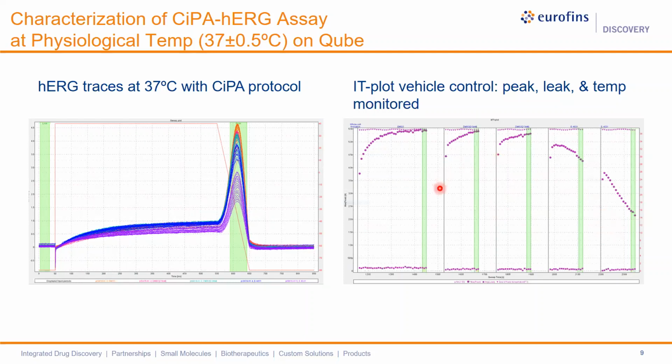And we do only a one-concentration assay for physiological temperature, with integrity and robustness of the assay. So it's very good and very tight. As you can see, the leak is very steady and the current is very steady too.